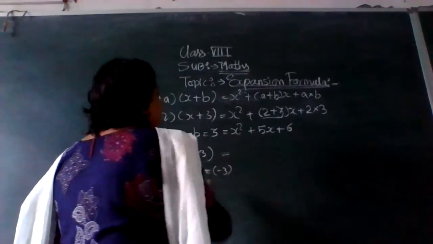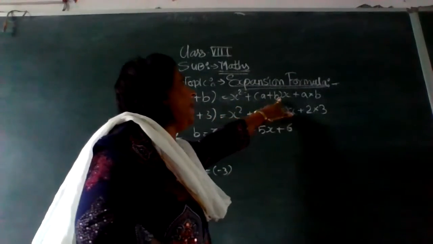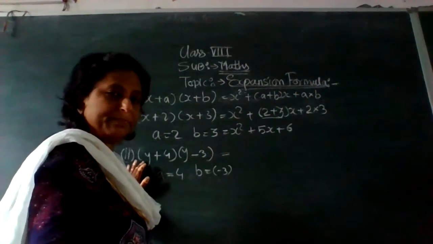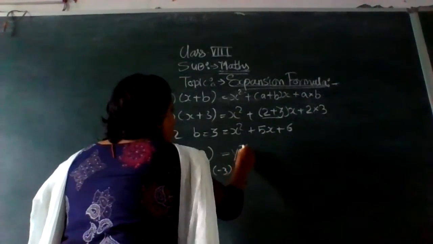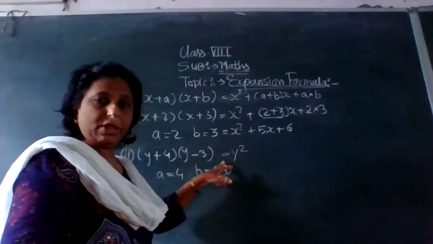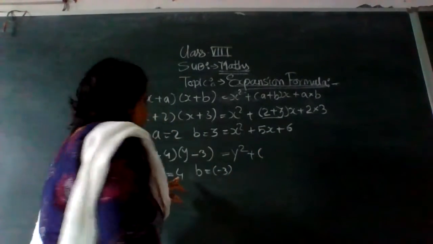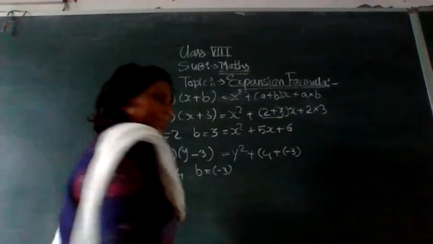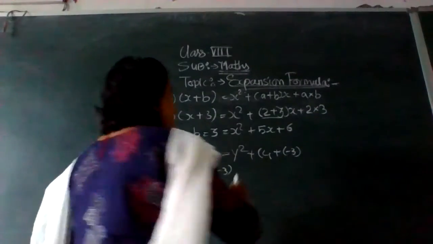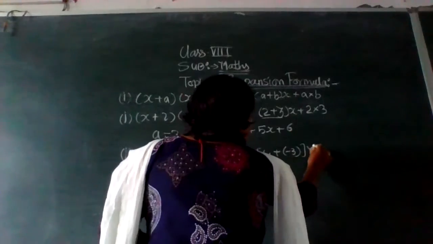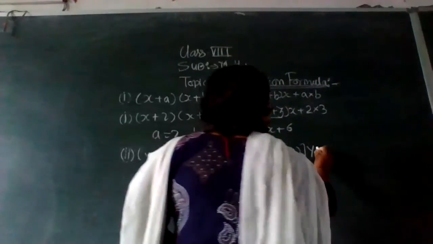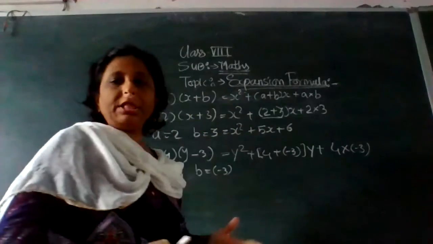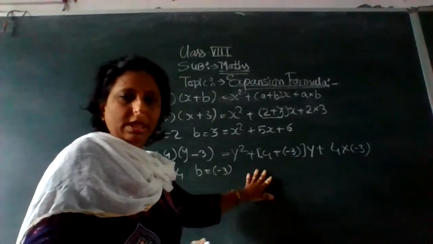So what does the formula say? x² + (a + b)x + a times b. So what is x? Now here we will not write x because the variable here is y. So what will we write? y². Okay, we wrote y². Now plus a plus b, what is a? 4, plus b is minus 3. Then what do we write in place of x? y. Then plus a times b, a is 4, b is minus 3. Right? We are putting the values of a and b here and solving the equation.